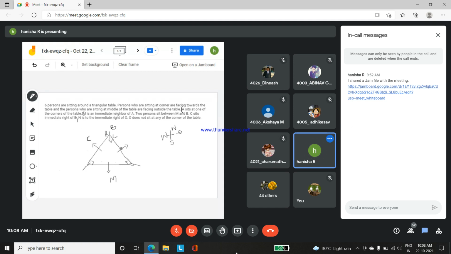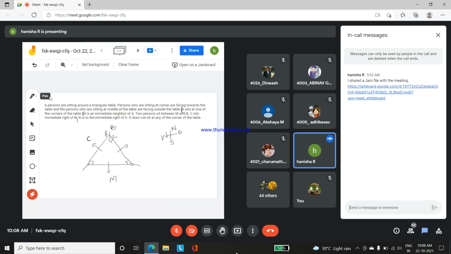This is done. Now, M is an immediate neighbor of E. Since M is here, the immediate neighbors would be either this position or this position. These two positions are the immediate neighbors of M. So A will come either at this position or at this position, but still we do not know where A comes. So we can hold this clue for now.